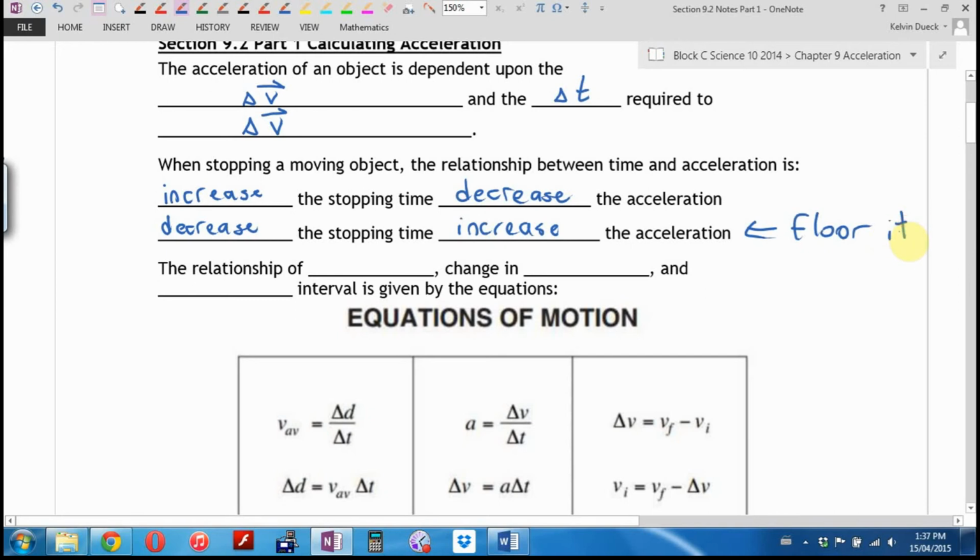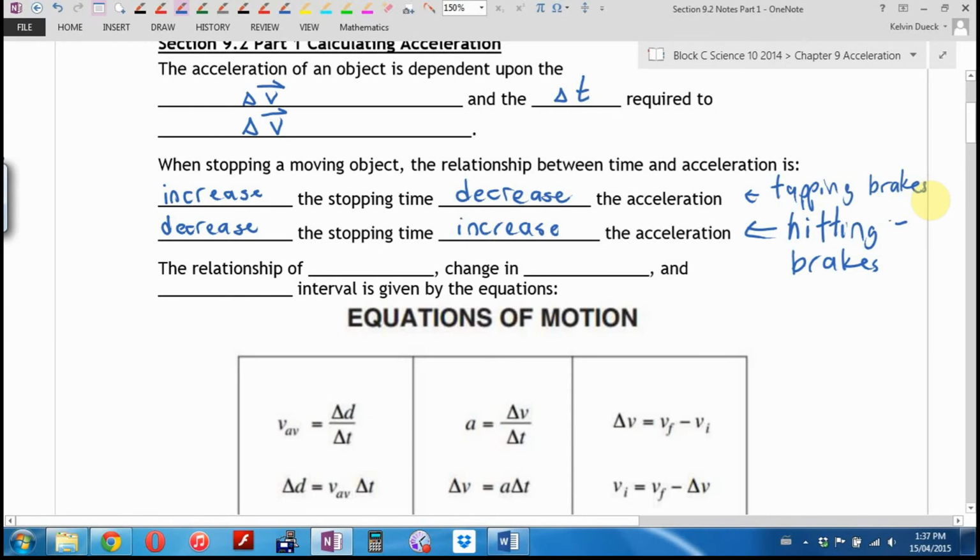Or to stop, hitting the brake. I guess, since we're talking about stopping, this would be hitting the brakes really hard. And this would be tapping the brakes.